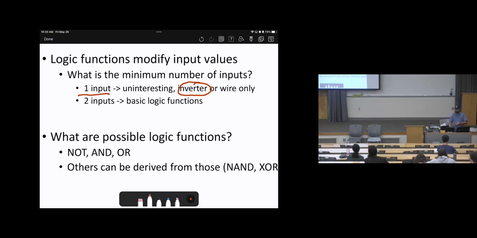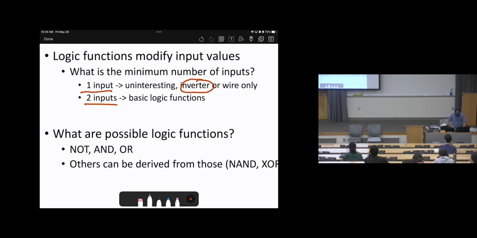If it is 0, it will be 1. If it's 1, it will be 0. This is the only logic gate that can accept 1 input. For the others, the minimum we need to have is 2. Otherwise, we cannot make anything without having inputs.